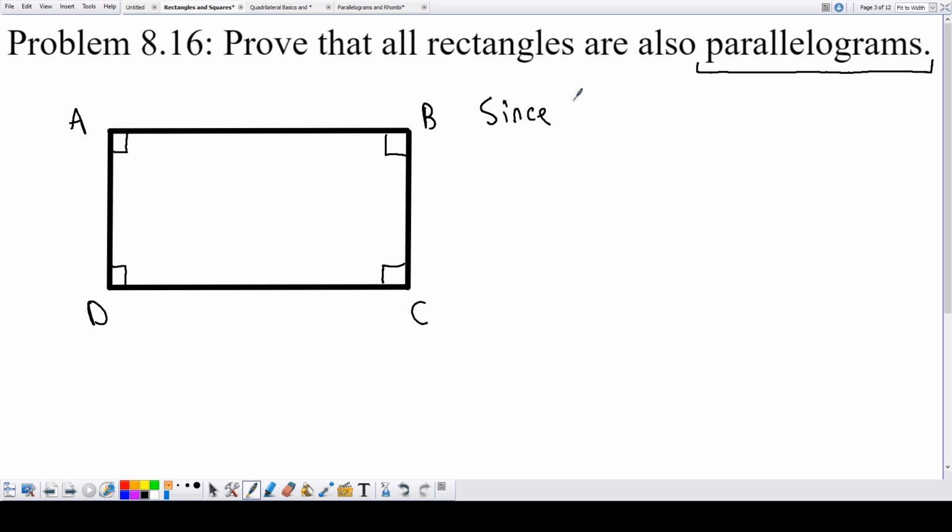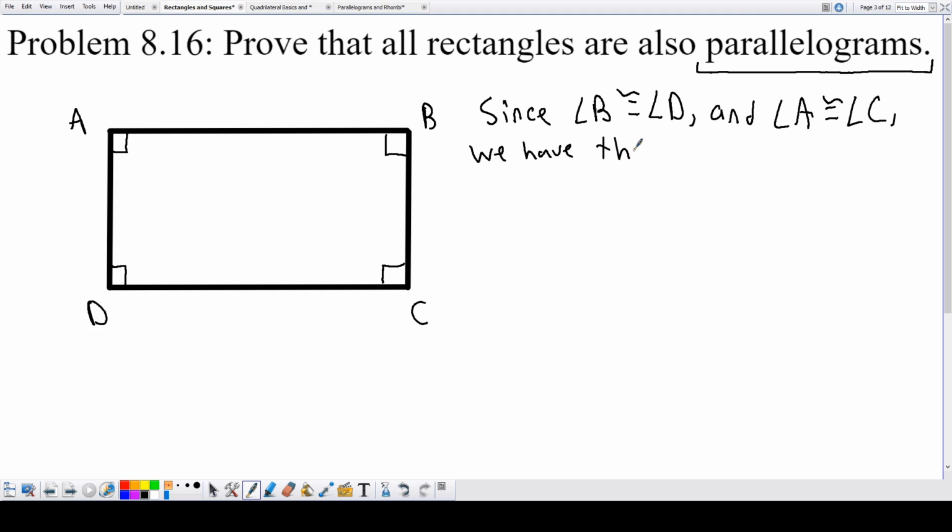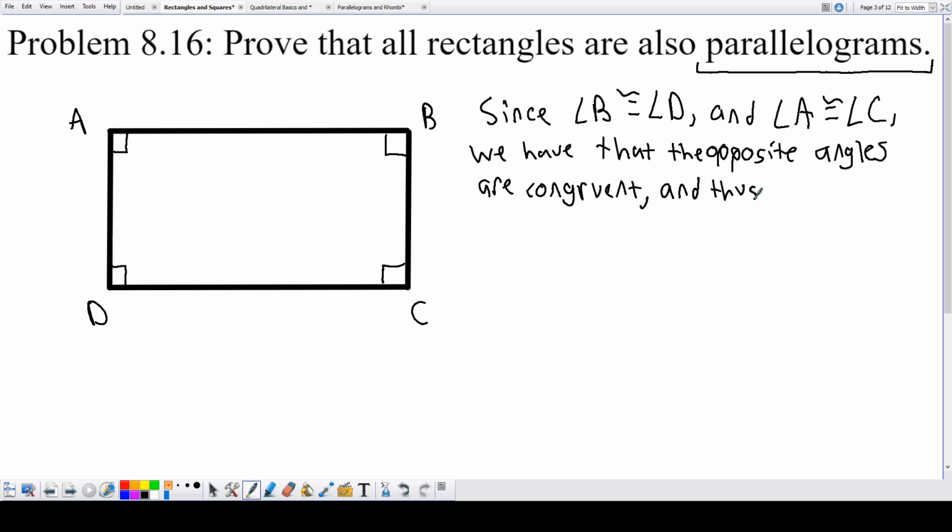But anyway, since angle B is congruent to angle D and angle A is congruent to angle C, we have that the opposite angles are congruent, and thus A, B, C, D must be a parallelogram.